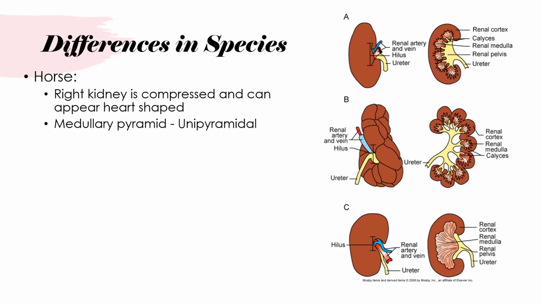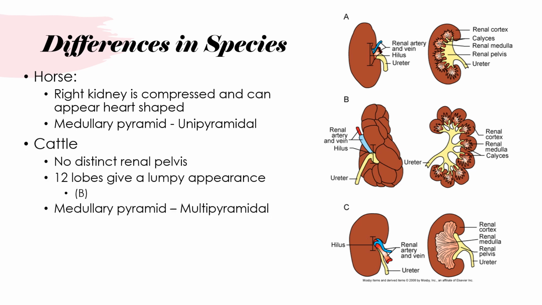What's also really interesting is that the kidneys have different formations depending on what type of species you are. So, for example, a horse. Well, food for thought, the right kidney is compressed and can appear heart-shaped. They must love their kidney. Also, in a horse, they have medullary pyramids, but they're going to be unipyramidal, okay? Meaning only one pyramid.